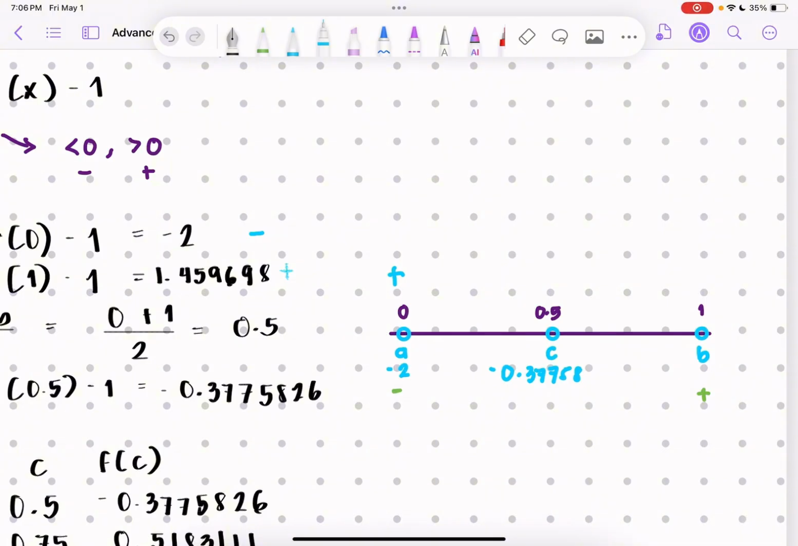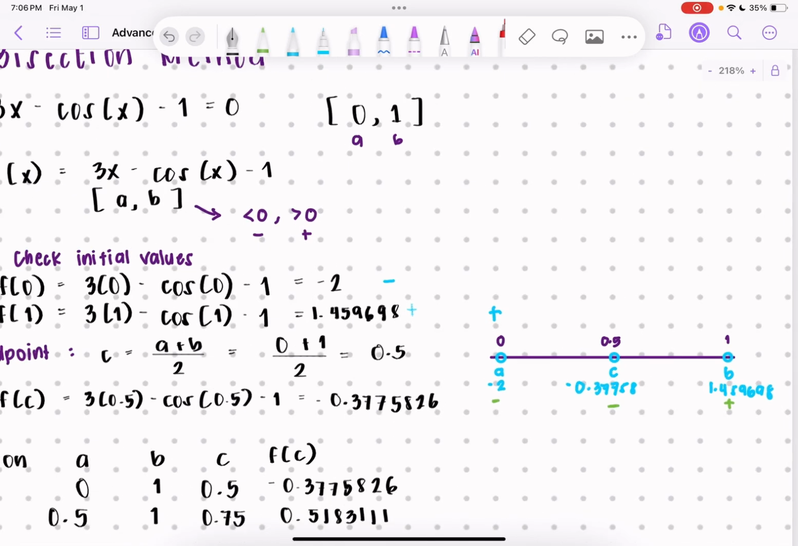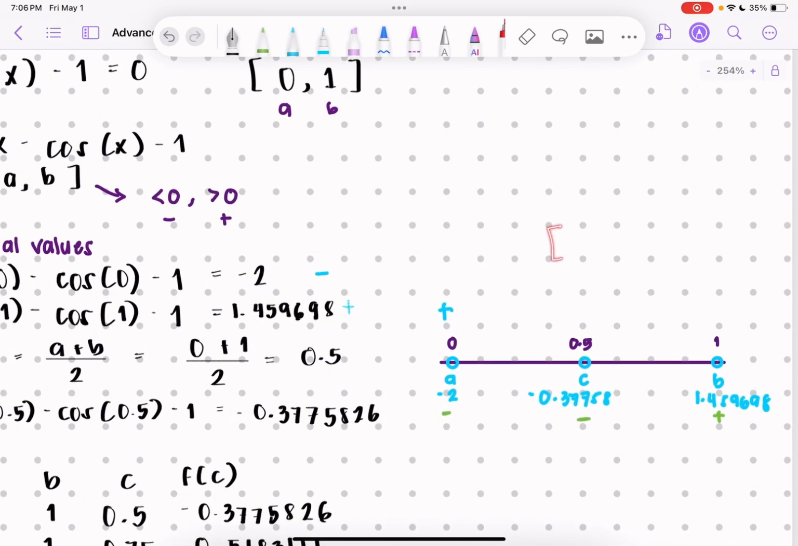And our B right here is 1.459698. So in here, our C is negative, our A is negative, and our B is positive. So in order for the bisection method to work, you have to have a condition wherein our A and B are opposite in sign. So it could either be negative and positive, or positive and negative, as long as their signs are not the same.